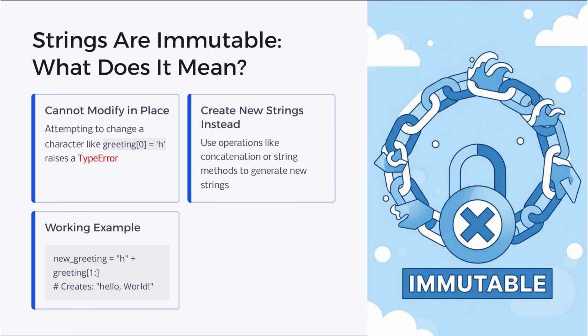Strings in Python are immutable, meaning you can't modify them directly. Trying to change a character, like greeting[0] = 'h', results in a type error. Instead, create new strings using concatenation or methods. For example, new_greeting = 'h' + greeting[1:] creates hello world.